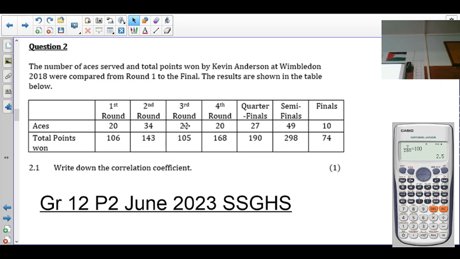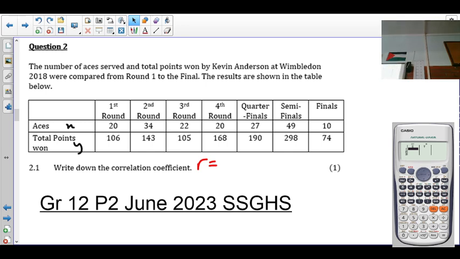Okay. Write down the correlation coefficient. So what is your correlation coefficient? Your R value. For your correlation coefficient, remember we have to program our calculator. To program the calculator you press mode, 3 for stat, 1 for variance. No, not variance. Mode, stat, correlation coefficient is actually your least squares regression line. So your aces we'll put on your x-axis, while your total points won is on your y. Okay. Both are in this case independent variables.